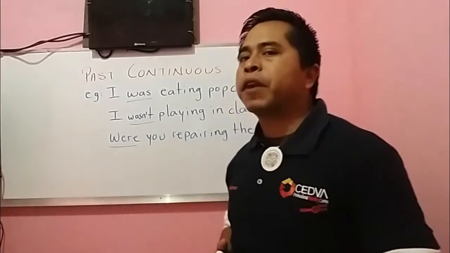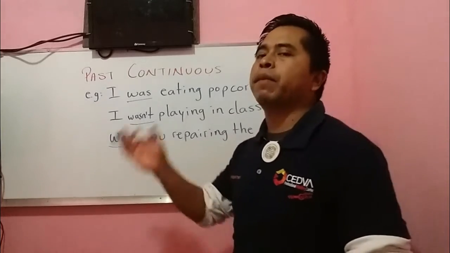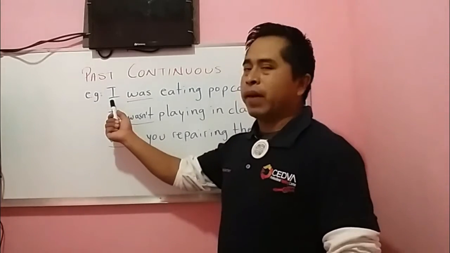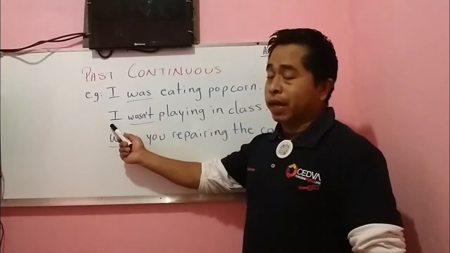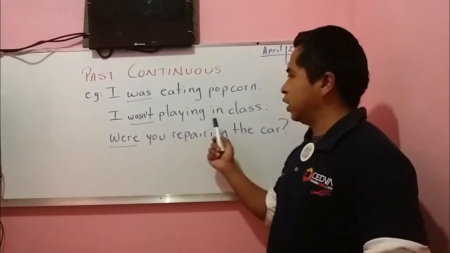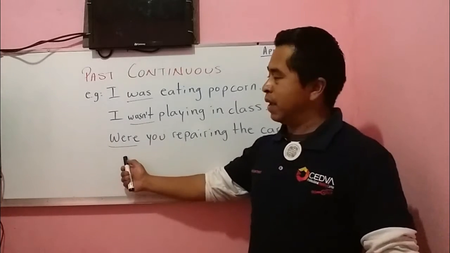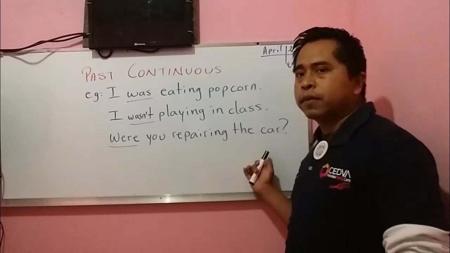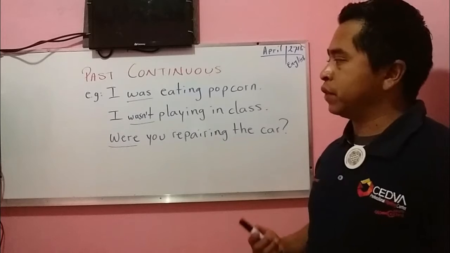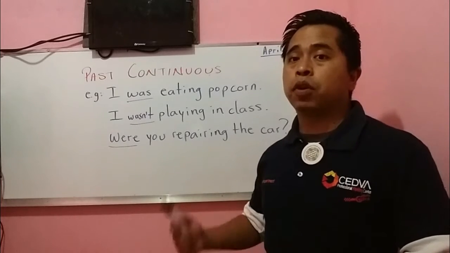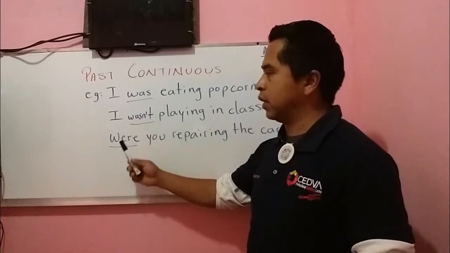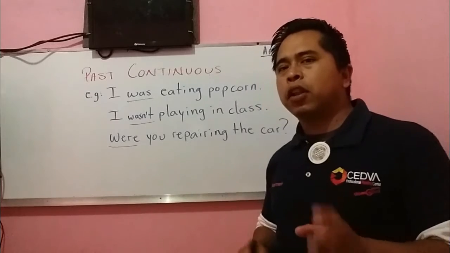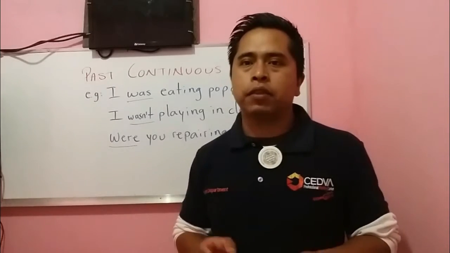Okay, my friends, let's continue with the explanation about past continuous. I have here some examples in order to see if you have heard about these things before. My example number one, I was eating popcorn. My second example, I wasn't playing in class. And my third example, were you repairing the car? If you pay attention to this, they have something in common. This is the verb to be in past, well conjugated in past. Was, wasn't because it's negative, and were. Little by little, I'm going to explain each of the three cases we have over here.